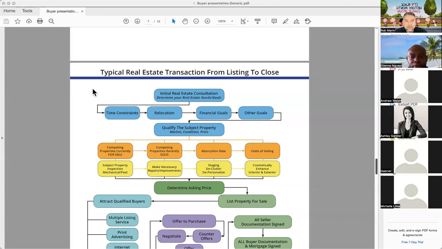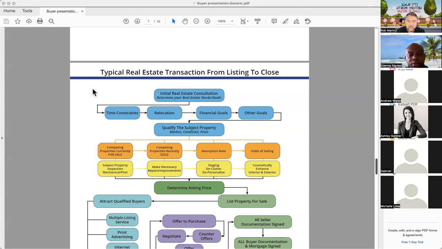Okay, so today we're going to talk about a typical real estate transaction from beginning to close. This chart breaks it down. It's also in the buyer presentation in generic and also available as a separate document. This helps, because the whole process can seem intimidating to people. And this is everything from the transaction from beginning to close.